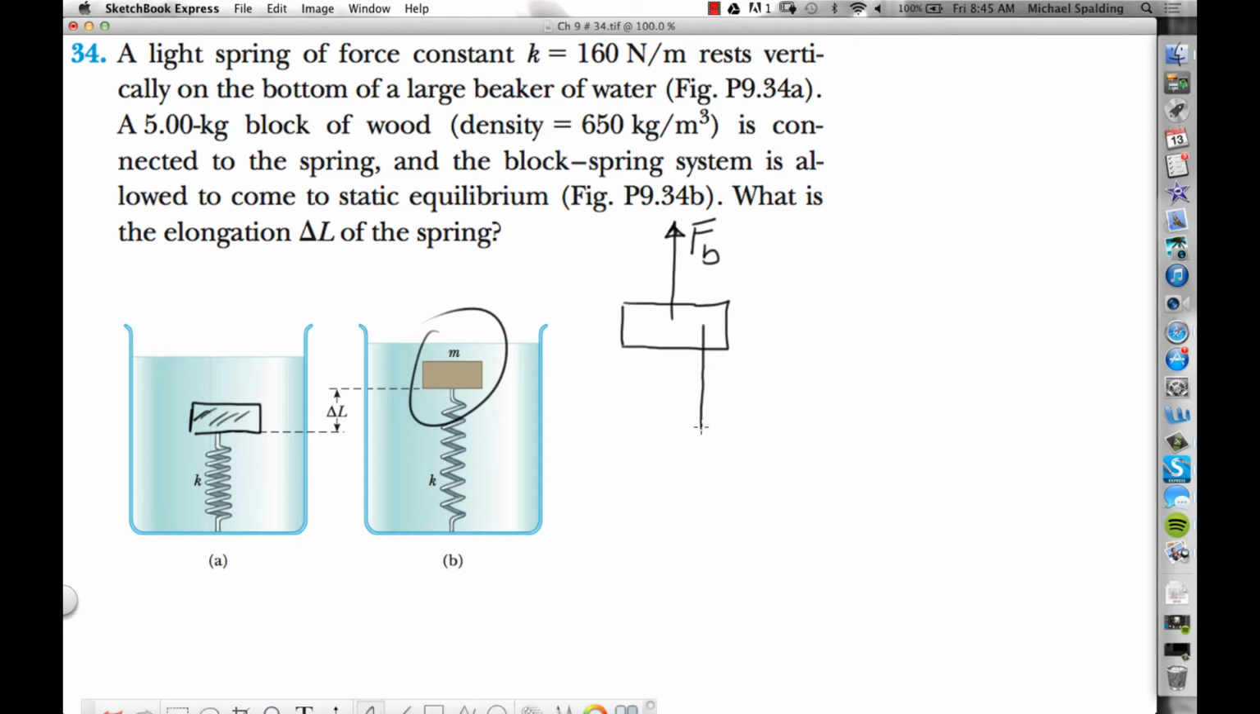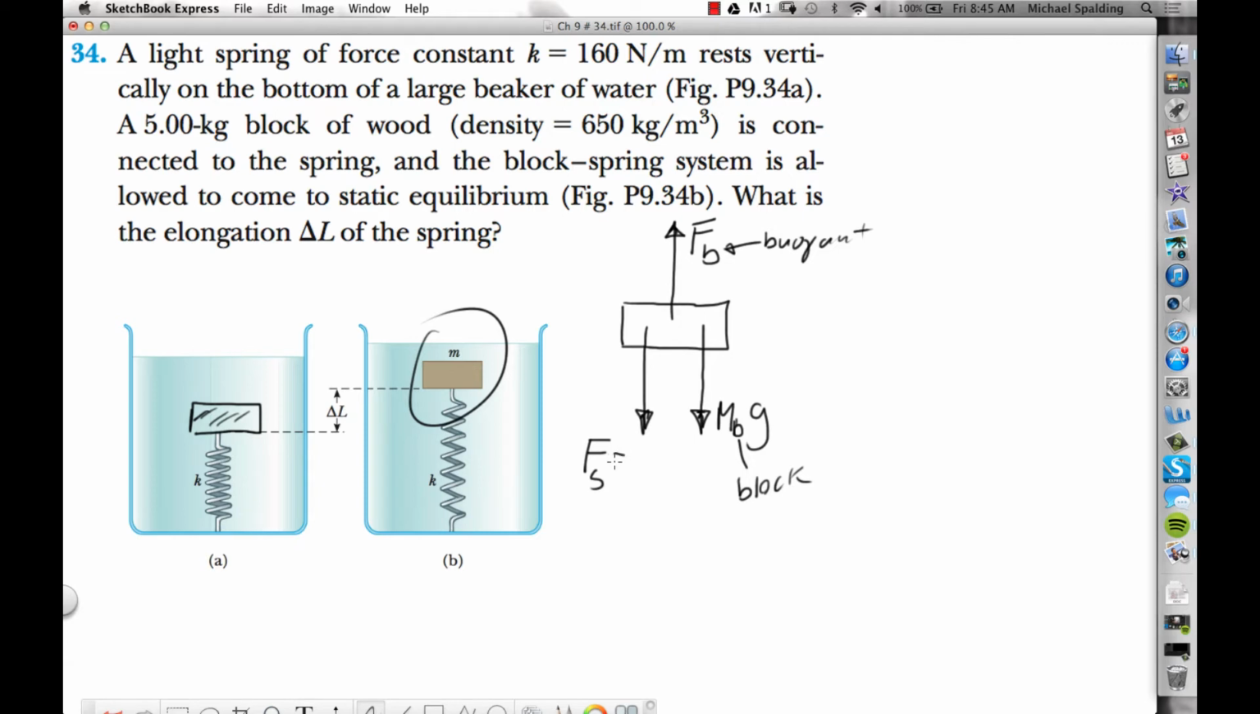Well, one is going to be mg for the wood, but let's not say wood. Part of fluids is keeping track of your symbols. I'm going to call this mass of block, B for block. So this B up here is buoyant. That's buoyant. This B down here stands for block. Okay, what's the other force on the block? The spring is pulling the block down. You guys see that here? The spring is holding the block down.